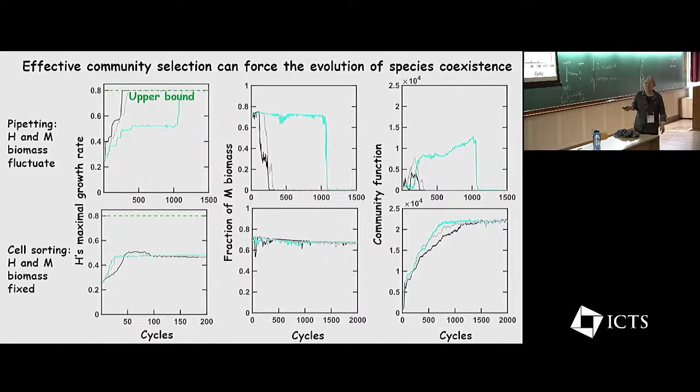No, I'm allowing H's maximum growth rate to also evolve. Before, we controlled everything, right? But now we relax. So we allow H's maximum growth rate to evolve, and then the upper bound is 0.8. And at the same time, we allow fluctuations of H and M, and then the cost.